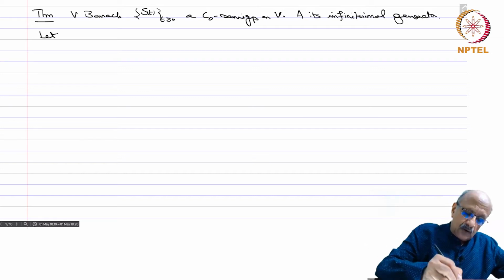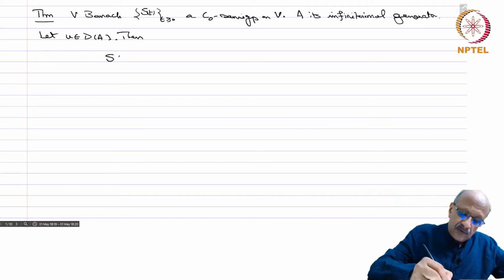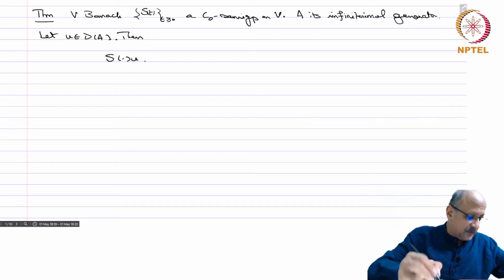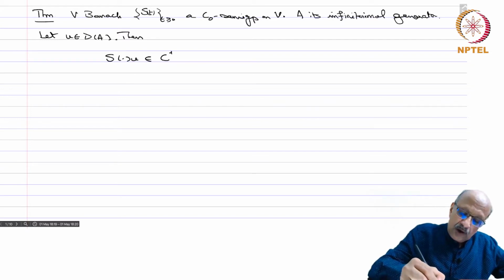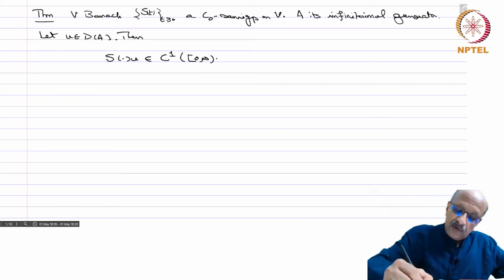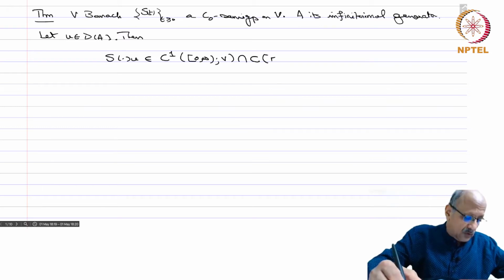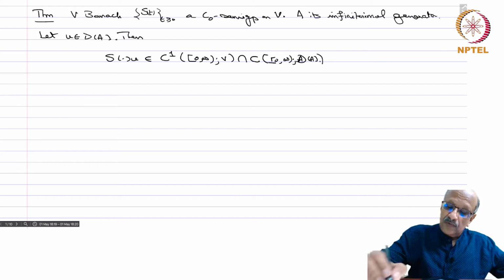Let u belong to D(A). Then S dot u, that means t going to S(t)u, belongs to C1 of [0,∞) with values in V, and it's also continuous from [0,∞) with values in D(A). Remember, D(A) is a Banach space with the graph norm. So, you think of it that way.